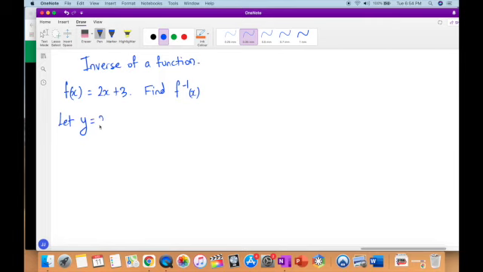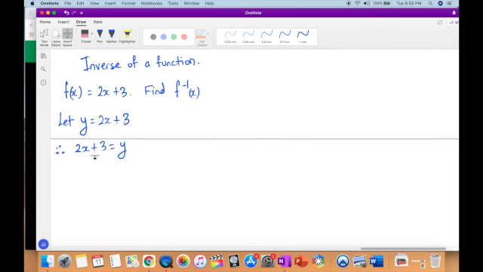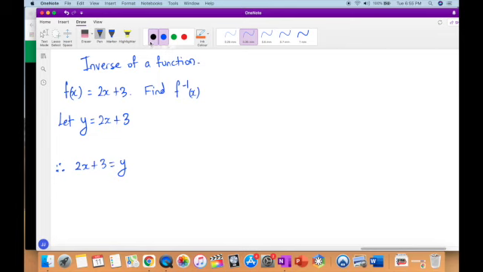So let y equals 2x plus 3. When we make y equal 2x plus 3, all we have to do is make x the subject of the formula. Therefore, 2x plus 3 is equal to y. So let me just write: make x the subject.